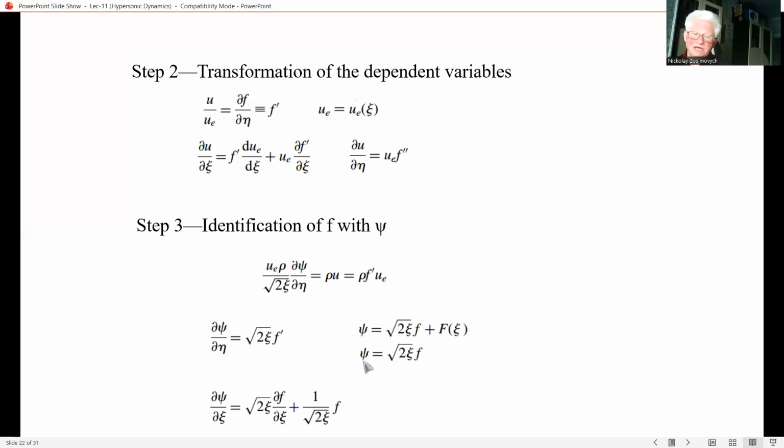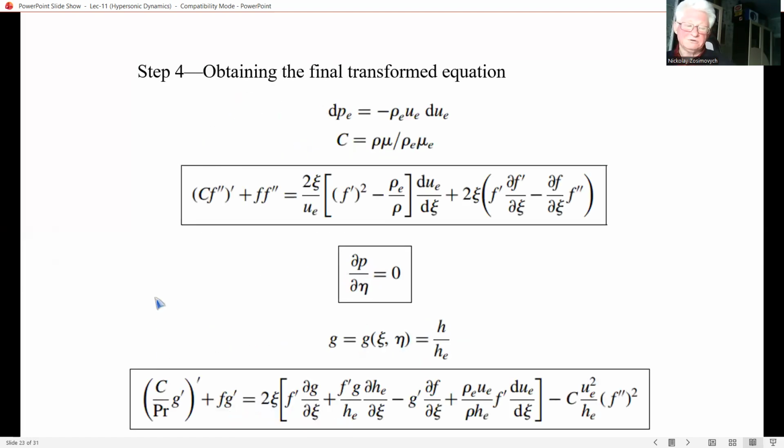Clearly, from this equation, f is a stream function related to psi. Okay? And finally, from this equation, we can get this last expression on the bottom. And now we get to the four steps obtaining the final transformed equation. From Euler's equation, which governs the inviscid flow at the boundary layer edge, we may write this simple expression.